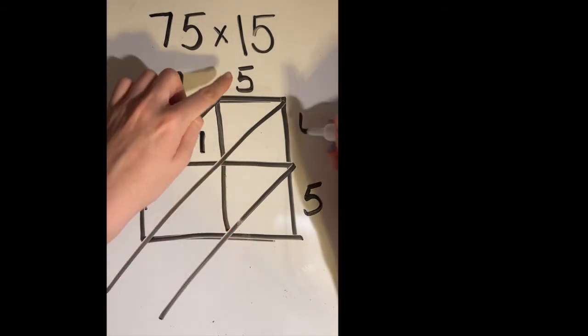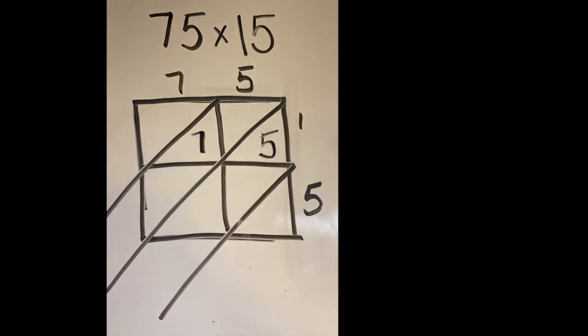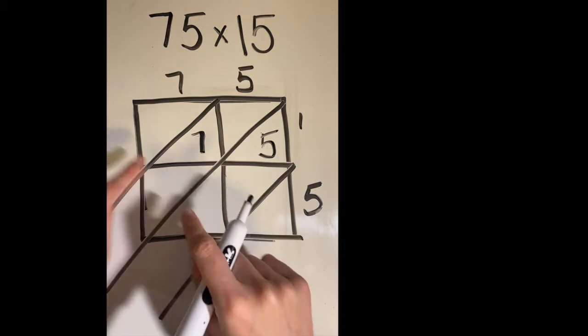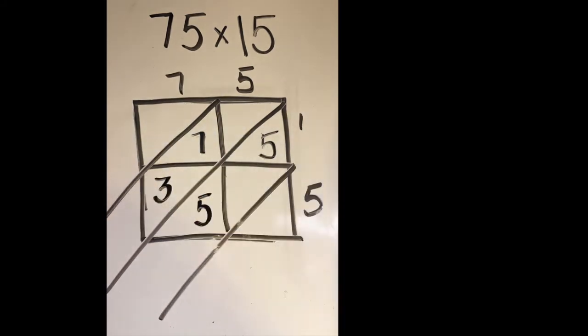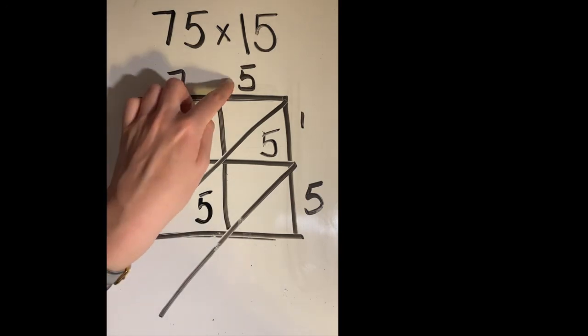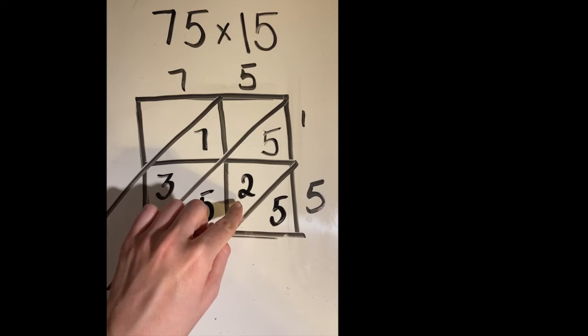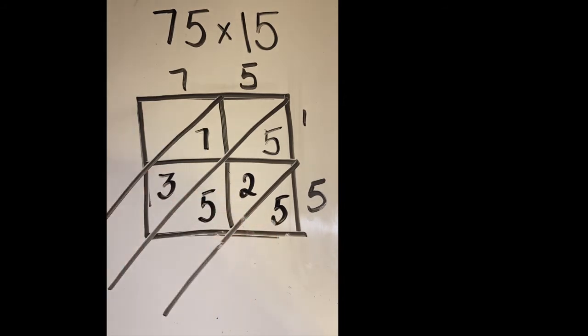Next one is 5 times 1. So 5 times 1 is 5. Now we have 7 times 5, which is 35. So we're going to write the 3 from 35 in the tens place and the 5 in the ones place. Then our last one is 5 times 5, which is 25. Again, our 2 is in the tens place and our 5 is in the ones place.